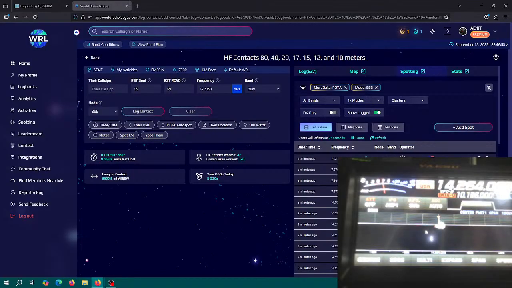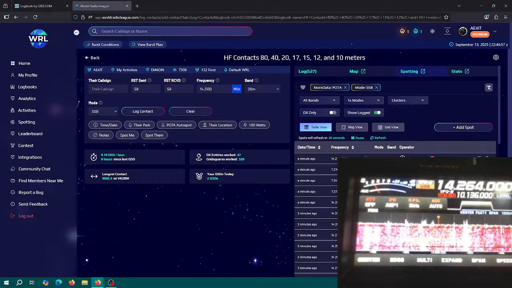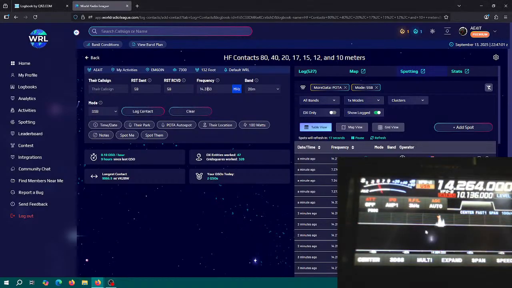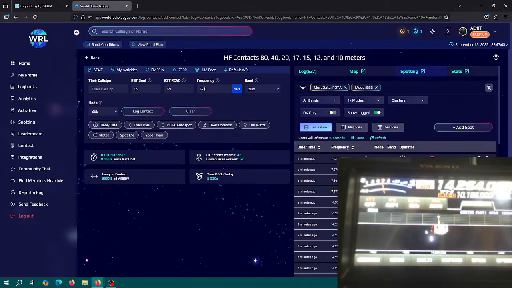Last call, is the frequency in use? Alpha Echo 4 India Tango. Calling CQ, CQ, CQ. This is Alpha Echo 4 India Tango, Alpha Echo 4 India Tango. Calling CQ, CQ, CQ, and standing by for any calls.